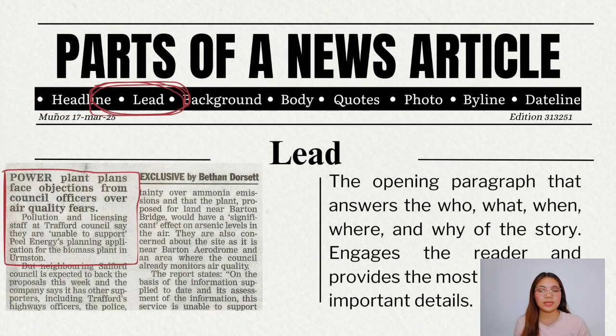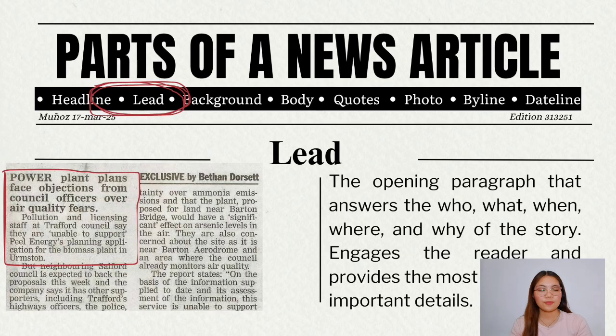Next, we have the lead paragraph or the lead. It is also known as the opening paragraph of the news that answers the who, what, when, where, why, and how of the story, or the 5W and 1H. The lead also has different parts or types. The lead is the one that gives the most important information about the article, which helps in engaging the reader.